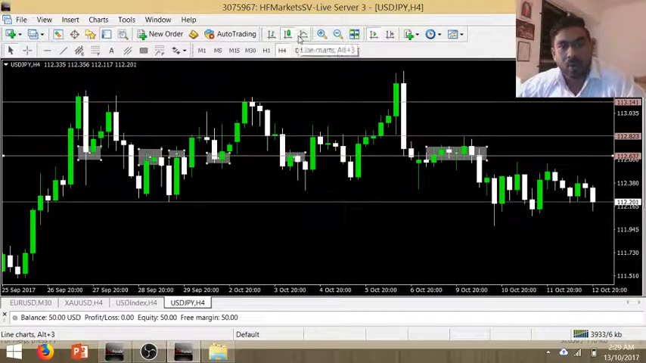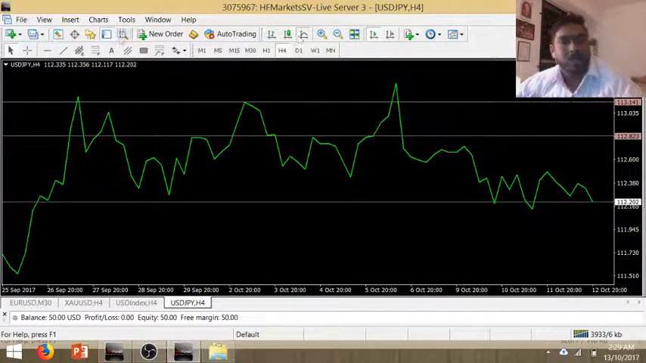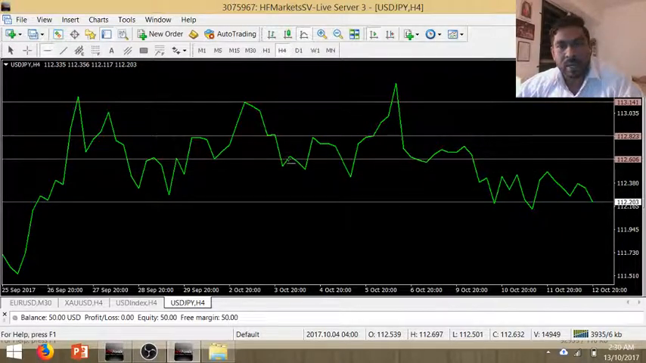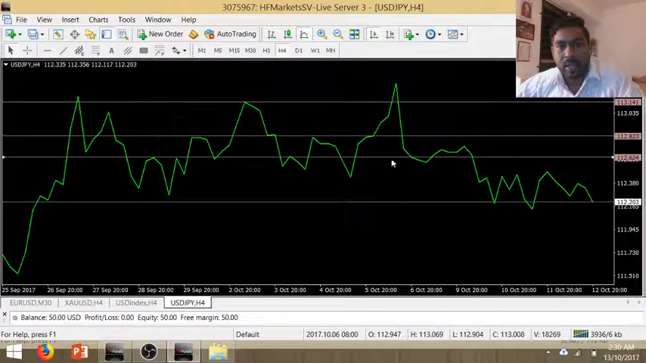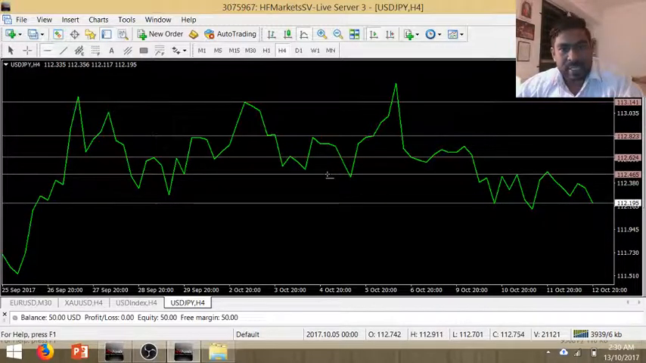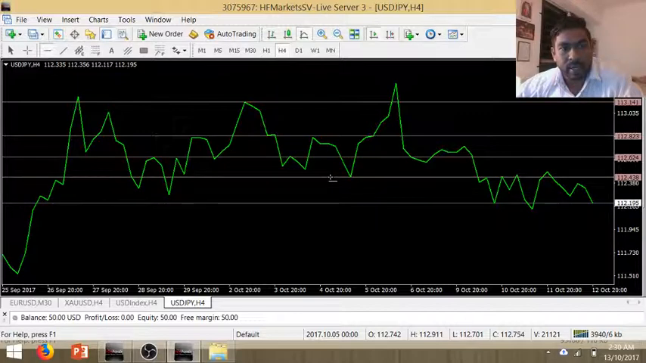So I'm going to continue marking the support and resistance levels. This is Japanese yen, guys, on an H4 chart. So I'm going to mark the level here earlier. There is this one level here, and then you can mark another level down here.